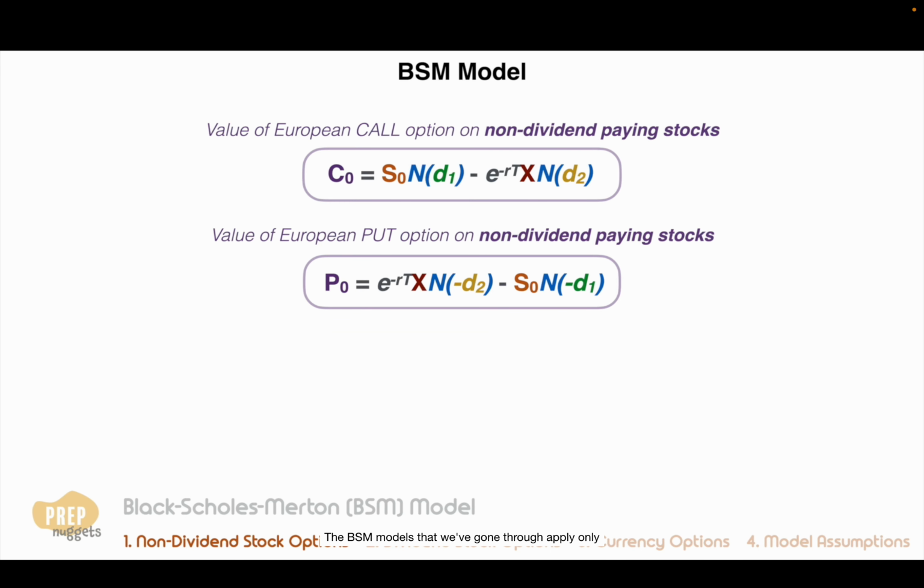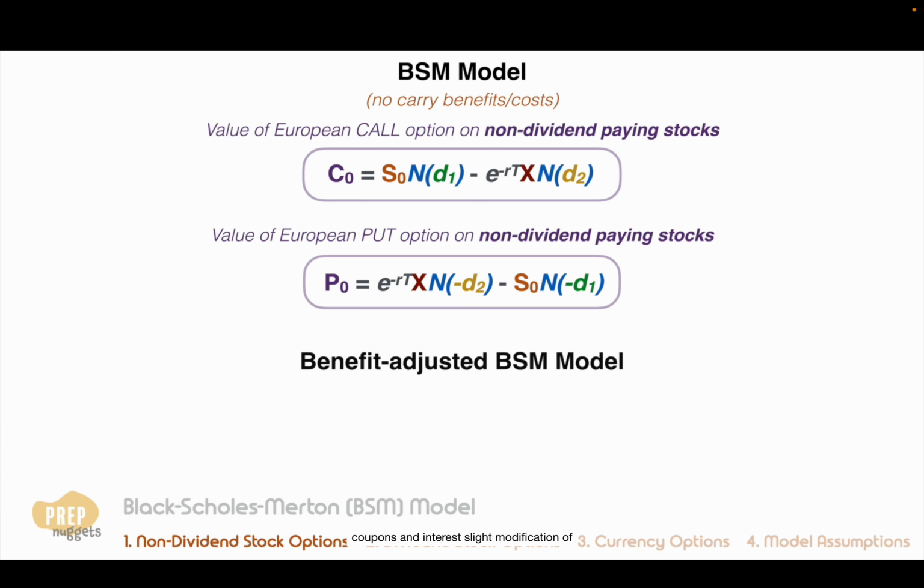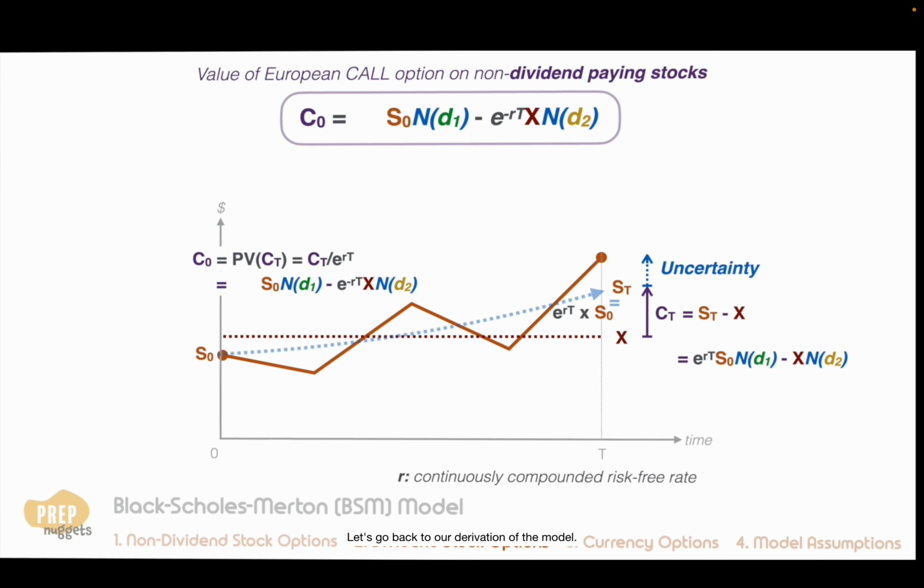The BSM models that we've gone through apply only to options on non-dividend paying stocks, that is, underlying assets that do not carry benefits or costs. For options on underlyings which carry benefits like coupons and interest, a slight modification of the BSM model is required. Let's go back to our derivation of the model.